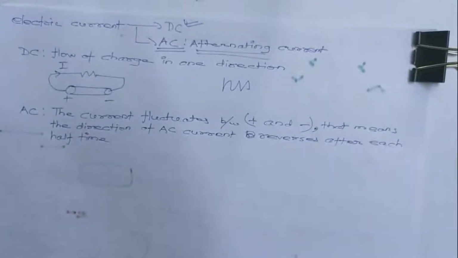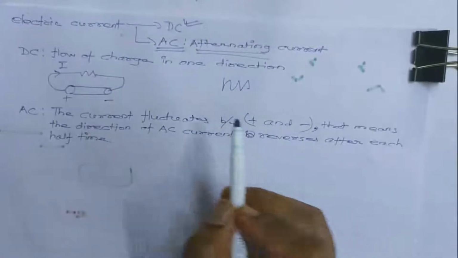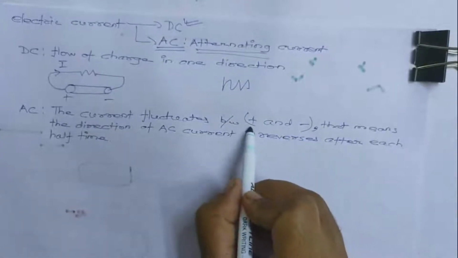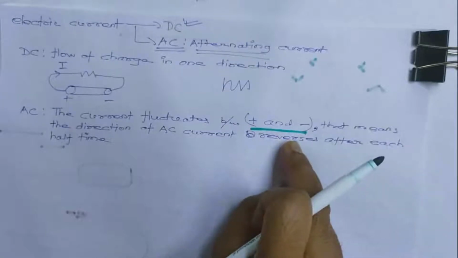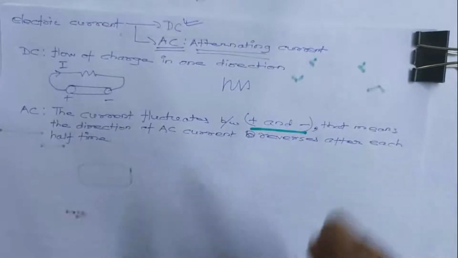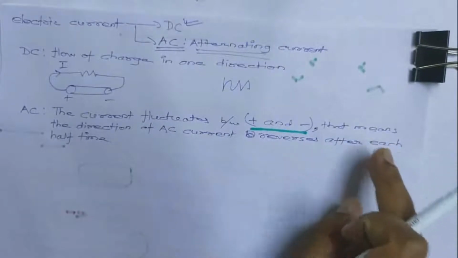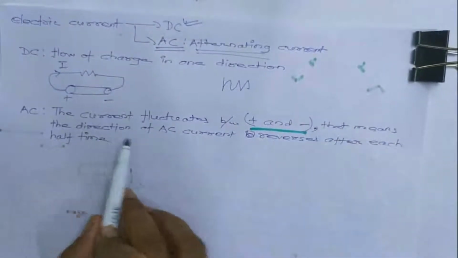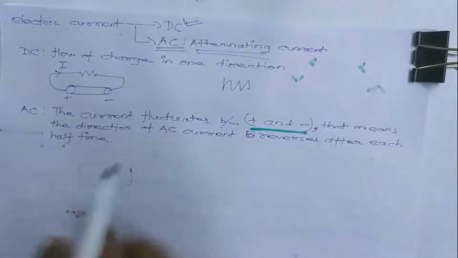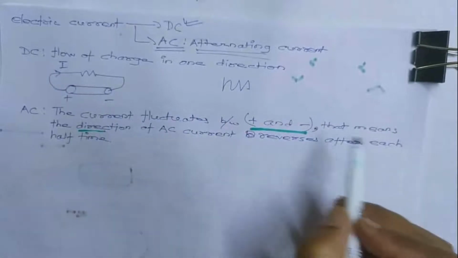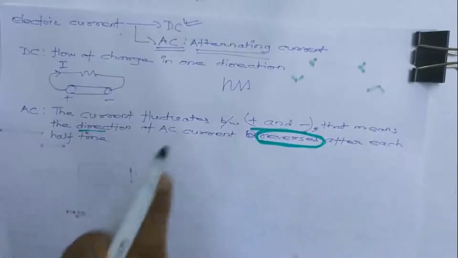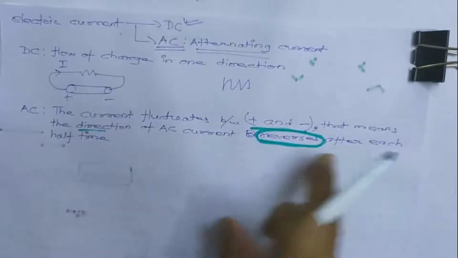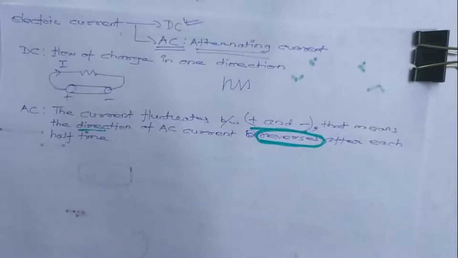I'll try my best to make you understand. So what I have written, it fluctuates between plus and minus. I have written this intentionally. This is not the right way of explaining AC current. That means the direction of the AC current reverses. This is a keyword. The direction of the AC current reverses after each half time period.